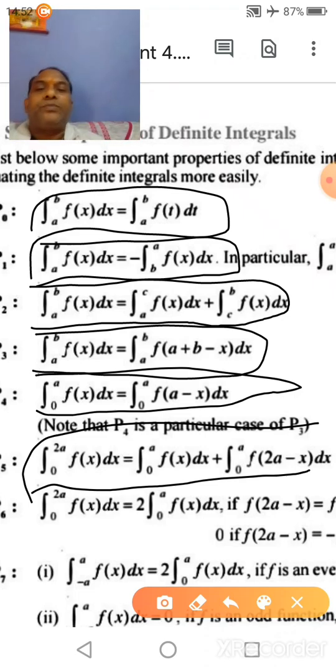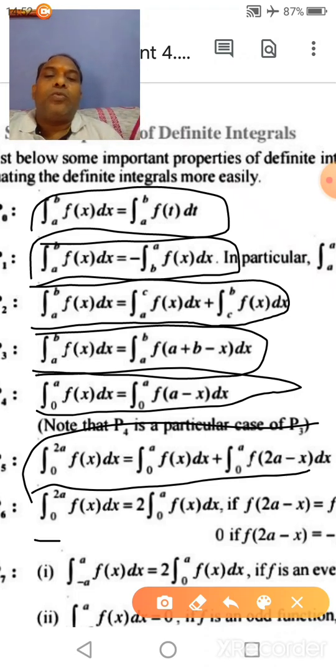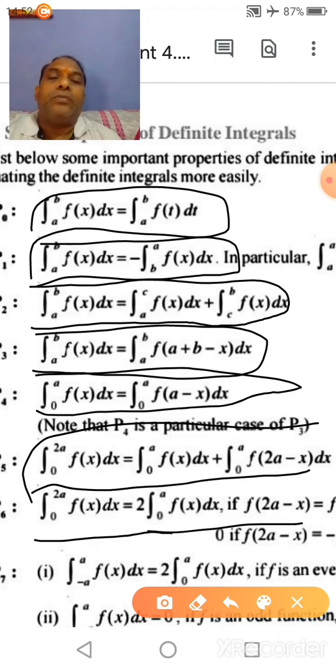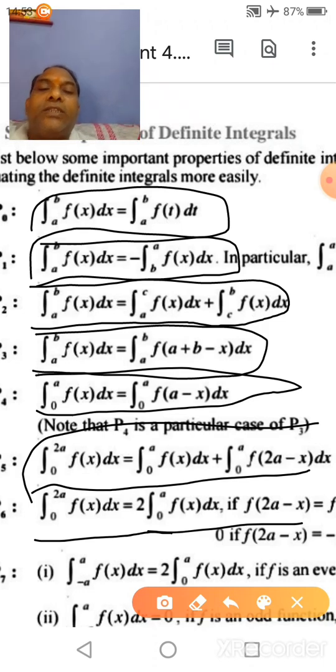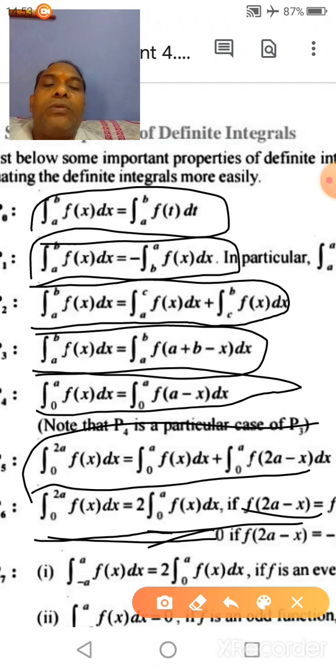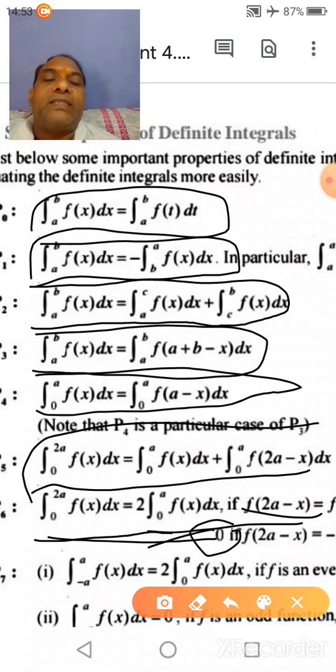Next property: integration 0 to 2a f(x) dx is equal to twice of integration 0 to a f(x) dx if f(2a minus x) is equal to f(x), and integration 0 to 2a f(x) dx is equal to 0 if f(2a minus x) is equal to minus of f(x). Clear?